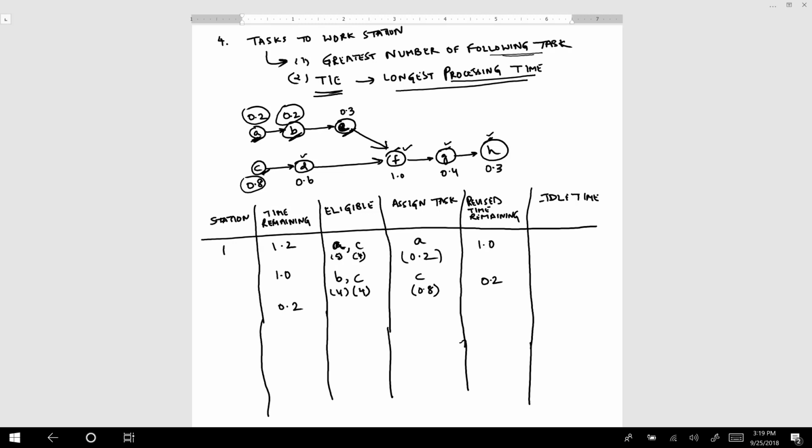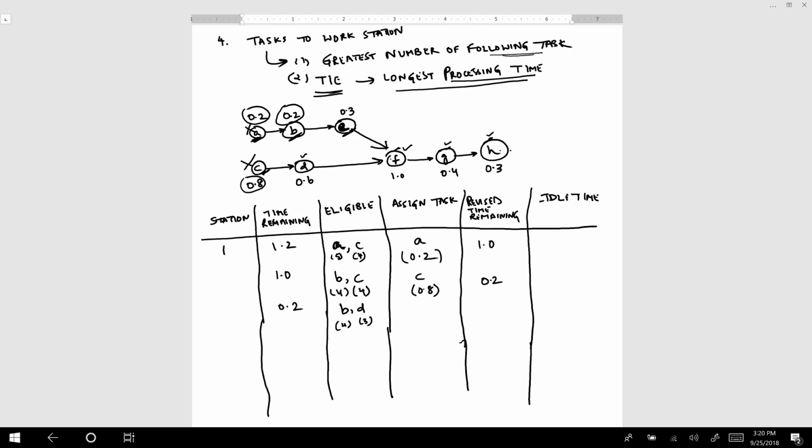So now I'm done with A and C. I'm done with this, I'm done with this. Now my next are B and D. Again, I have B with 1, 2, 3, 4 following, and for D, 3 following. So for this, 4 following, which is E, F, G, H, and for D, F, G, H is following, so 3 tasks are following.